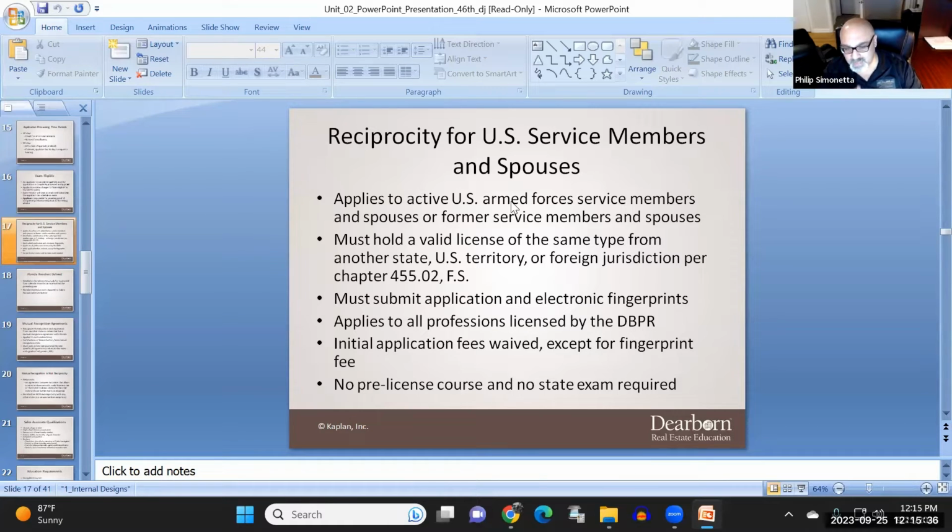Only for military and ex-military. It does not work for anybody else. So that's a pretty cool thing for them. What's up, man?